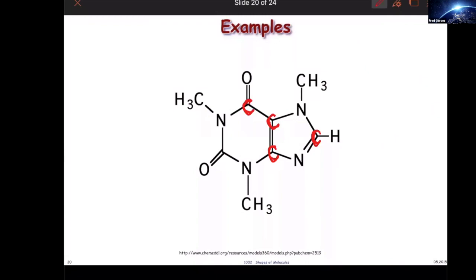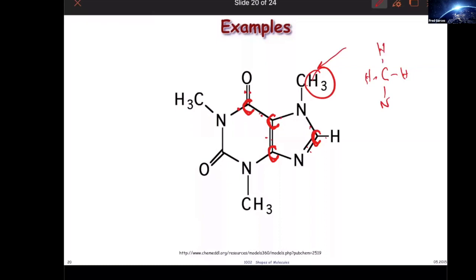1, 2, 3, 4. 1, 2, 3, 4. This carbon is condensed. It's actually a carbon attached to a nitrogen, and then the 3 hydrogens are like that. That's why we write it as CH3. That carbon also has 4 bonds.